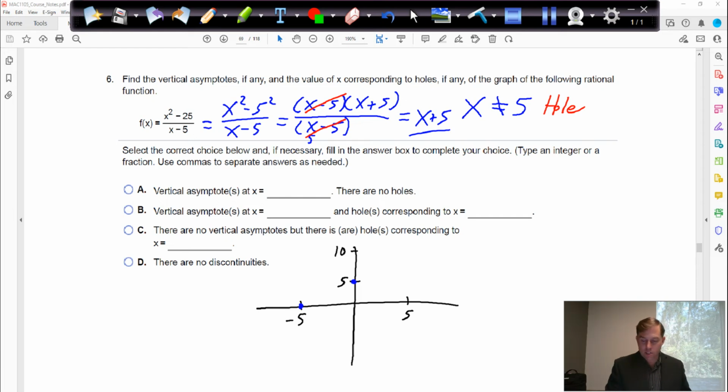But we said x can't equal 5. There's a hole there. So it turns out there's a hole when x is 5. And this is a very simple function. It's a straight line. It goes through these 3 dots and then off to infinity. So we would say there's no vertical asymptotes, but there is a hole at x equal to 5.